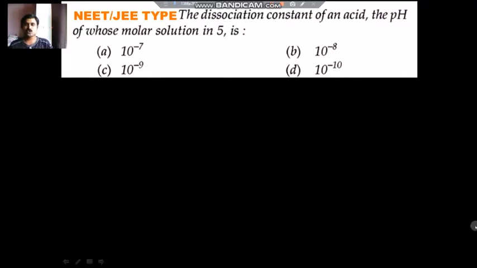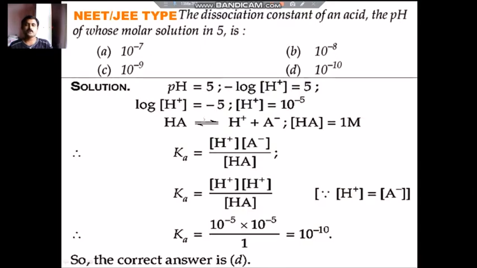The dissociation constant of an acid, the pH of whose molar solution is 5. So, you have to find the dissociation constant of the acid, Ka, and they have given the pH and the molarity of the solution. Okay, pH value given is 5. Let us see how we will solve. pH value 5 means H plus ion concentration from the pH formula will become 10 power minus 5.